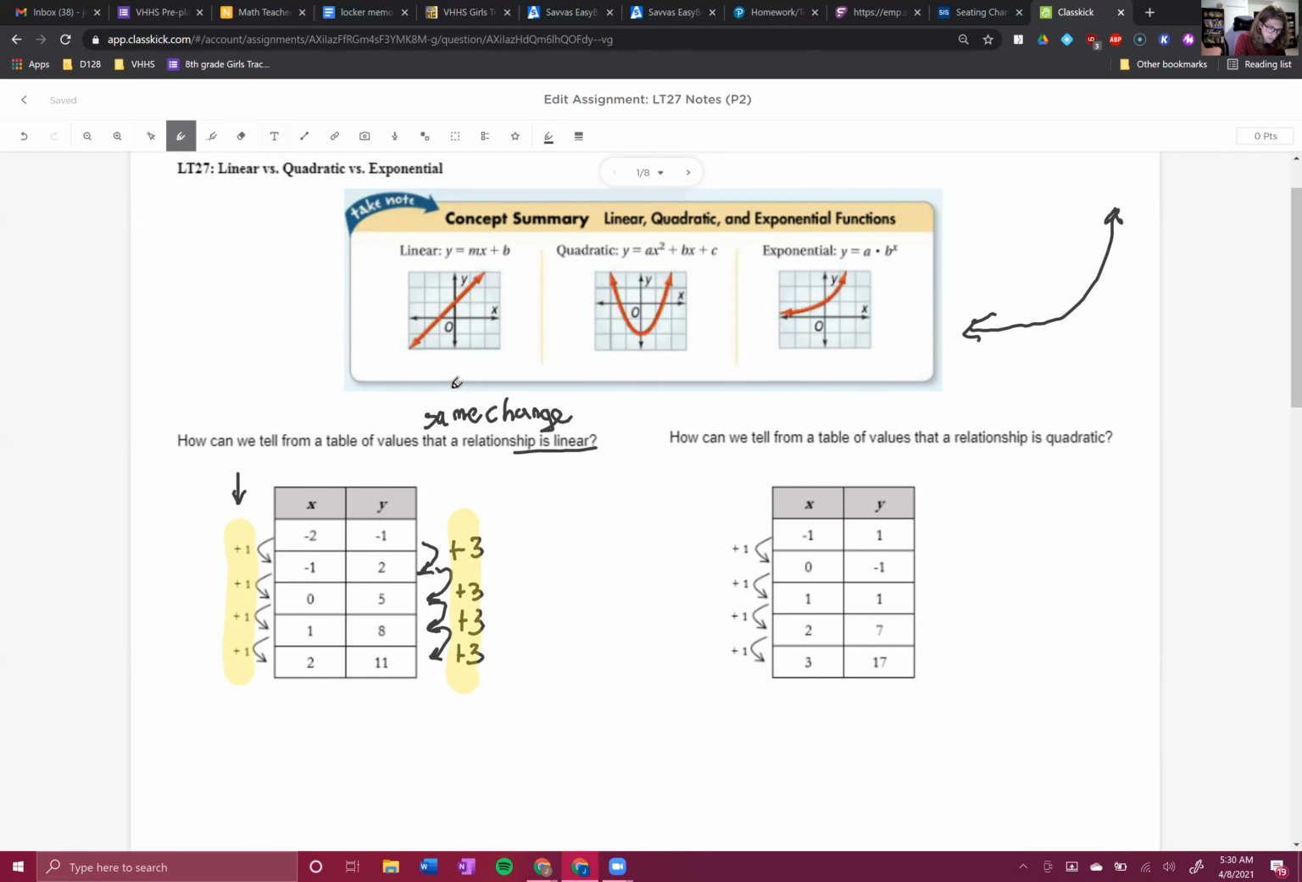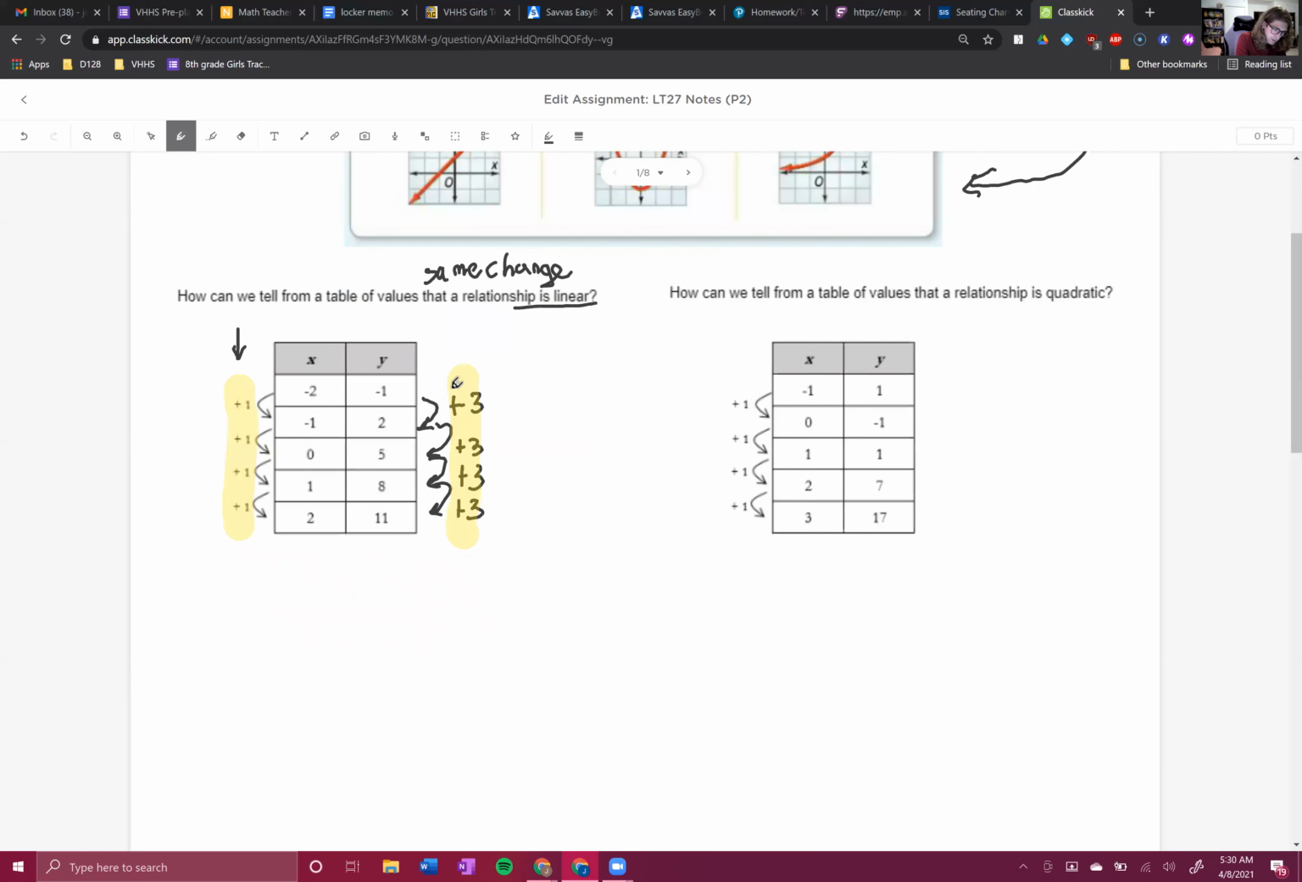You might recall that we talked about this in terms of slope. Slope is going to be rise over run. You can also think about it as the change in y over the change in x. It's very easy to see in this that every time x changes by 1, y changes by 3. So this table can show us that we have a slope of 3. This is a linear relationship.